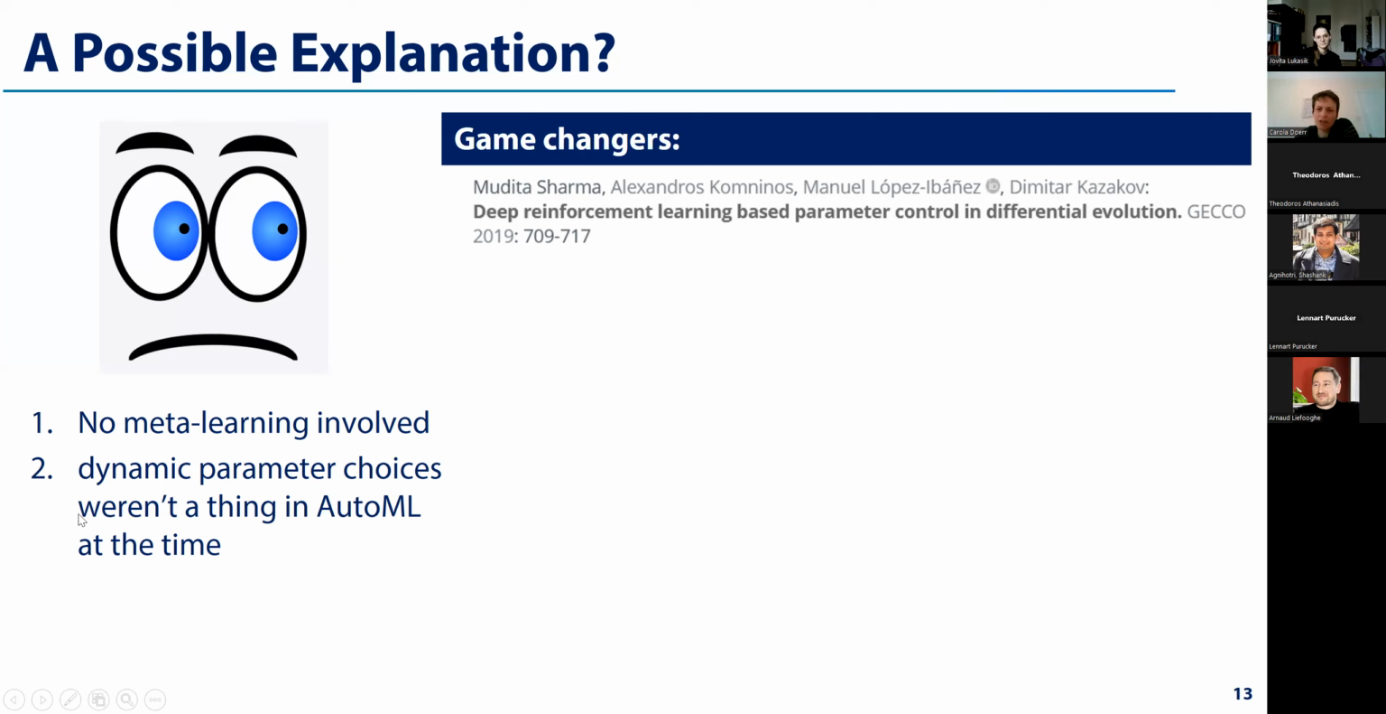At GECCO 2019 there was this paper by Mudita Sharma, Manuel, Alexandros and Dimitri, but Manuel, I think, is a person who's very well known in the community. What they did is they applied reinforcement learning, sampling instances from some distribution. They tried to learn typical situations the algorithm can be in, and then learn what good parameter values are in this situation. They do that with a lot of computational power, as you know reinforcement learning is quite expensive, but they somehow managed to learn good parameter control policies.